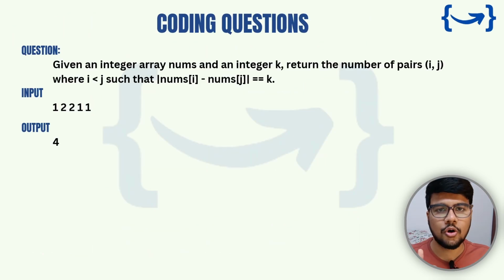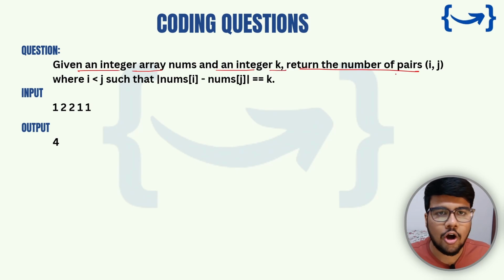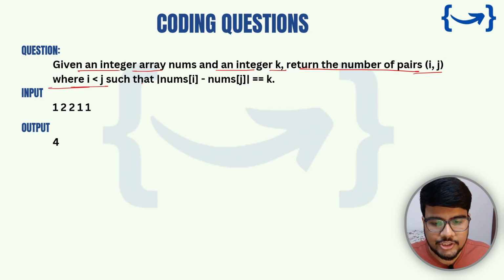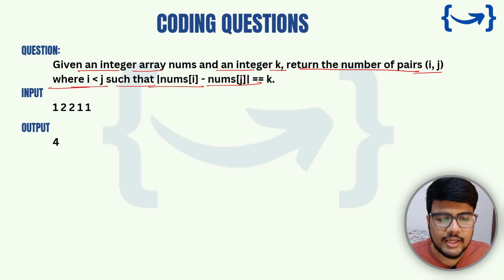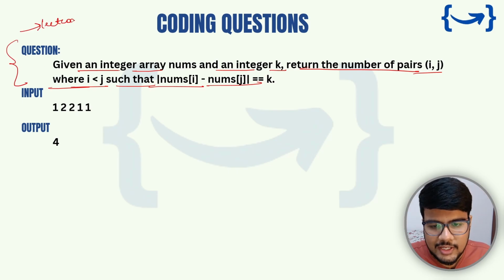Okay, so coding question. Given an integer array nums and an integer k, return the number of pairs (i, j), where i is less than j, such that nums[i] and nums[j] is equivalent to k. So this is a similar question you can expect on LeetCode as well, which is an easy tag question.